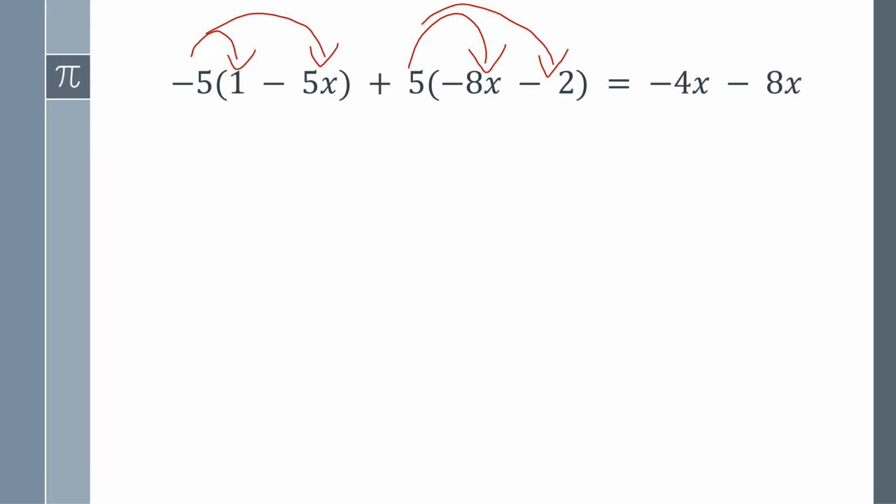So, negative 5 times 1. I'm starting over here. Let me highlight so you guys know what over here is. I'm over here. That's where I'm at. So let's do this. Negative 5 times 1, negative 5. Negative 5 times a negative 5x, that's going to be a positive 25x. All right? So, now I'm over here.